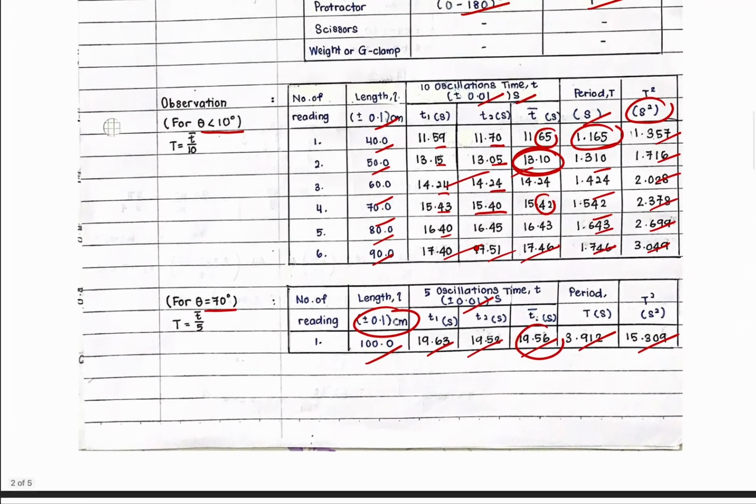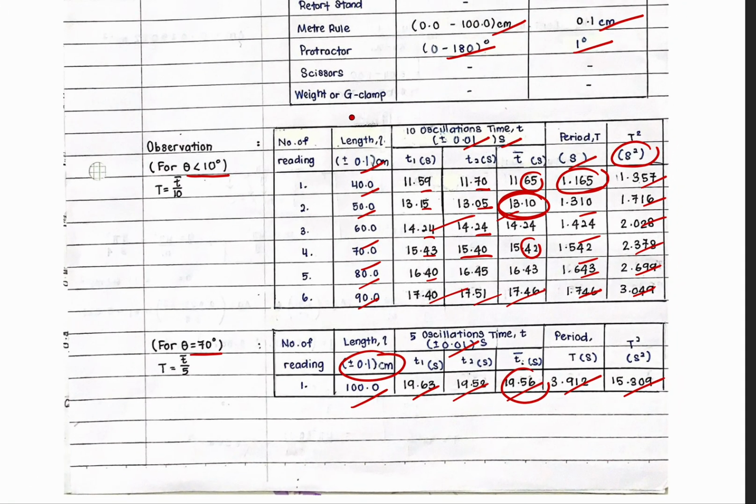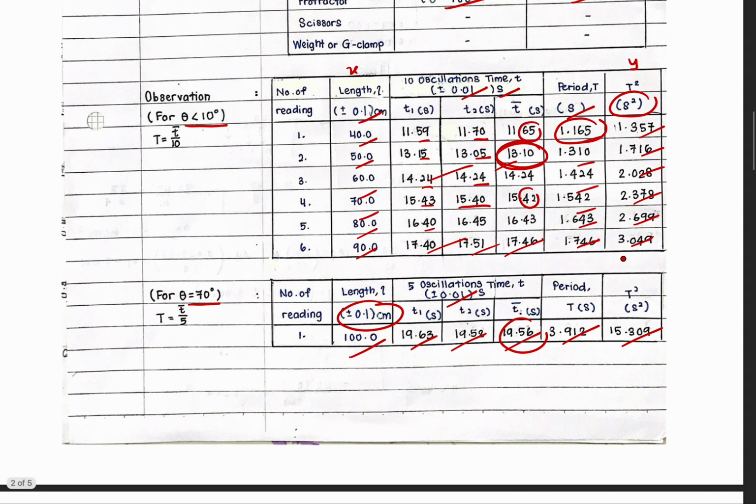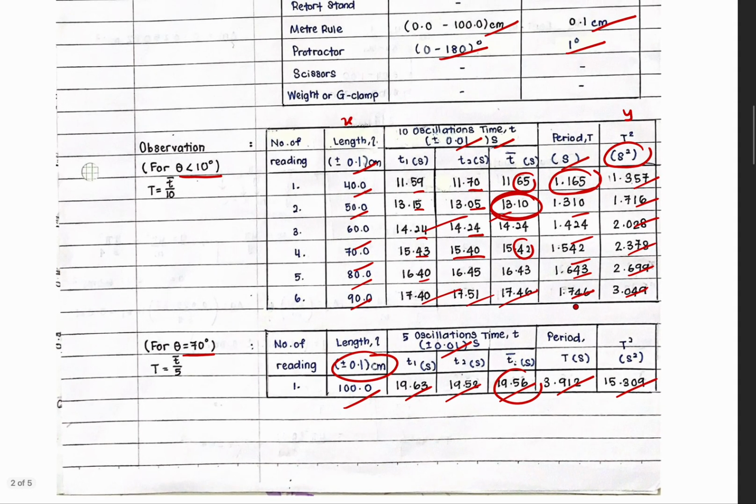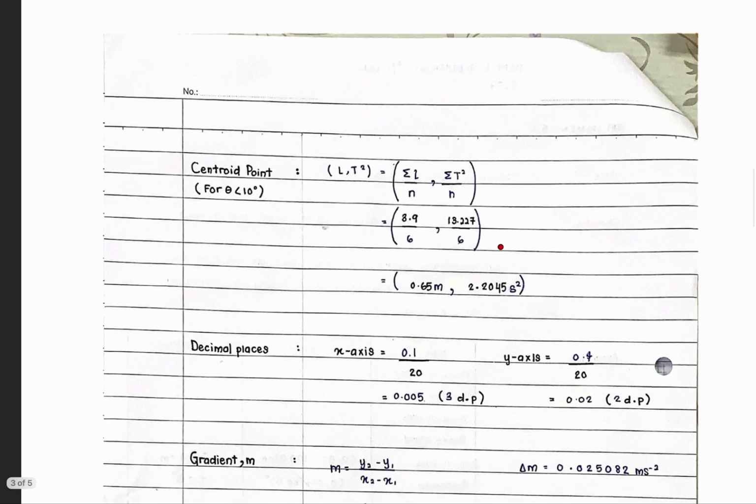And for your period, so this is going to be your x-axis and this is your y-axis. Okay, so untuk period pun sama, tambah semua bahagi 6. Okay, kita guna period squared. So your unit kena ada second squared lah. So make sure lepas you dah tambah semua kat sini adalah meter and this one is second squared. Okay, yang ini awak ambil 2 decimal place pun dah okay.